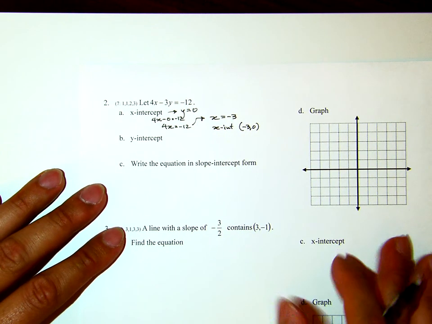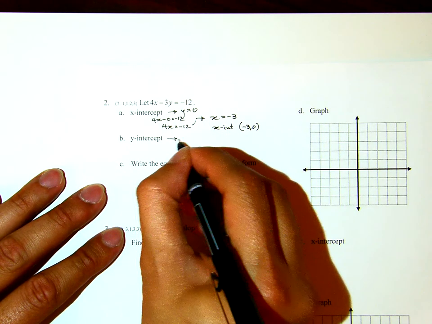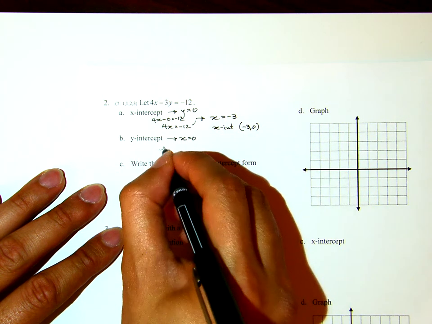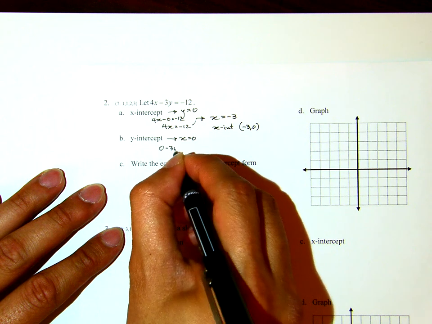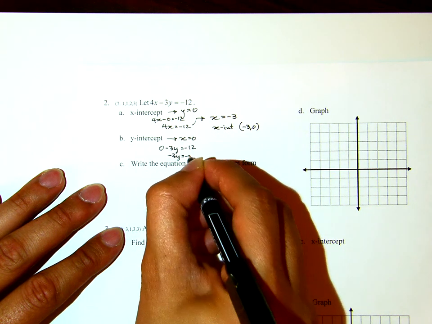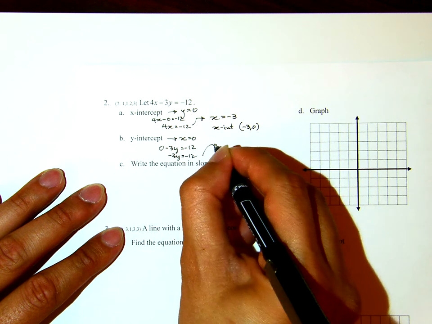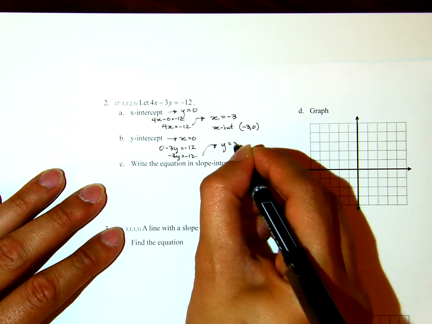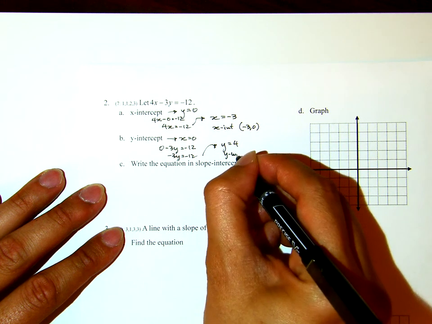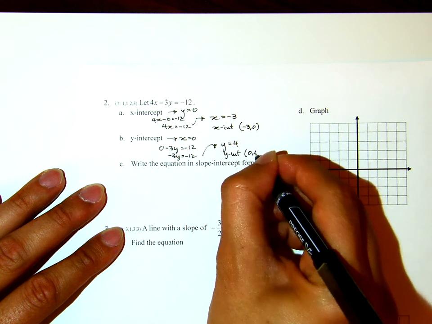For the y-intercept, we know that x equals 0, which then becomes 0 minus 3y equals negative 12, negative 3y equals negative 12. Therefore y is 4. The y-intercept therefore is 0, 4.